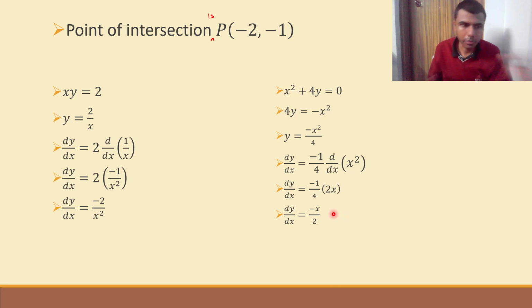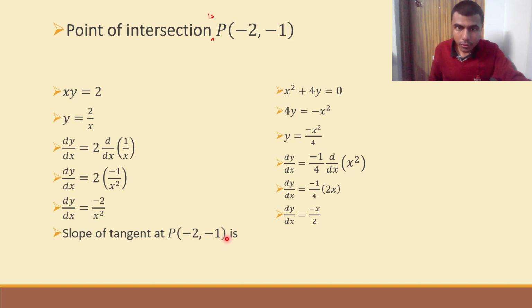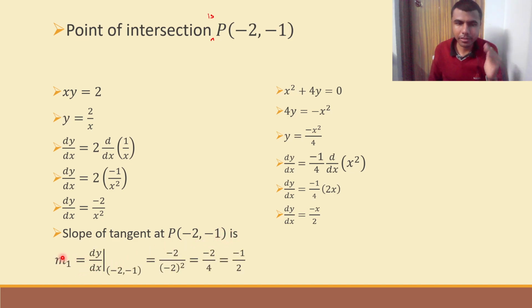Fine. Now next, what to do is find the slope of the tangent at P(-2, -1), which is m1. Take the first slope as m1 equal to dy by dx at (-2, -1). Because we are finding the angle at the point of intersection, we also need the slope at the point of intersection.